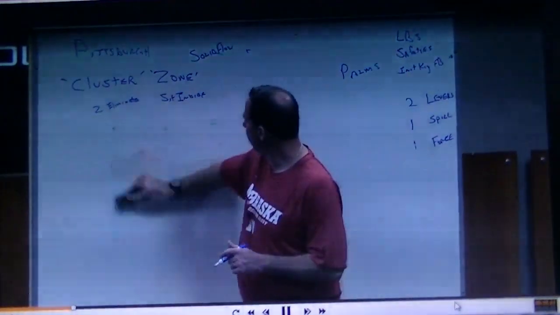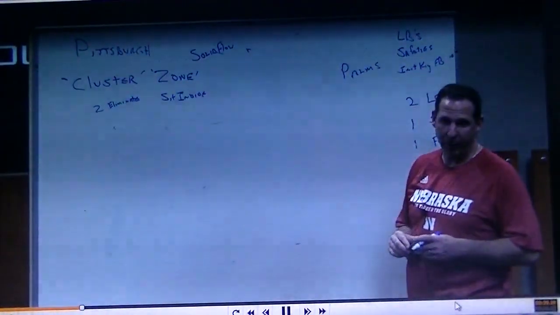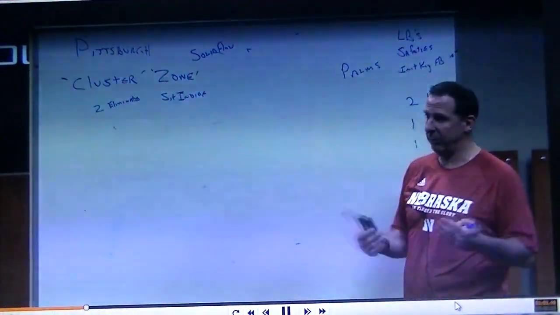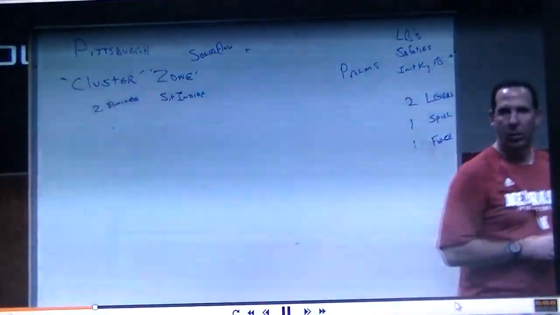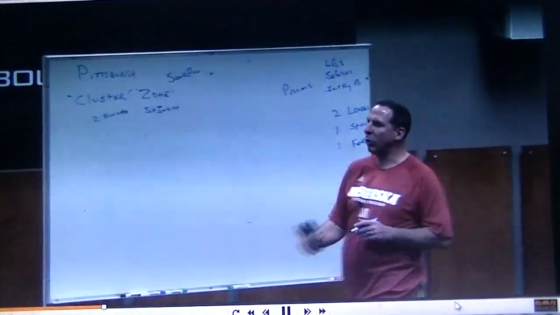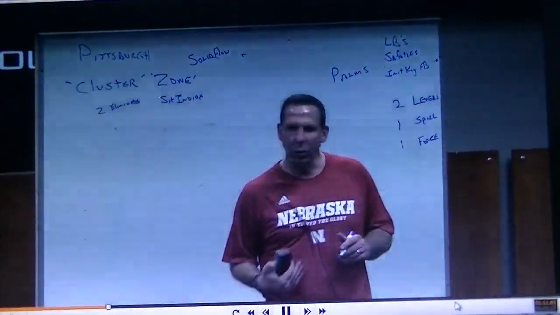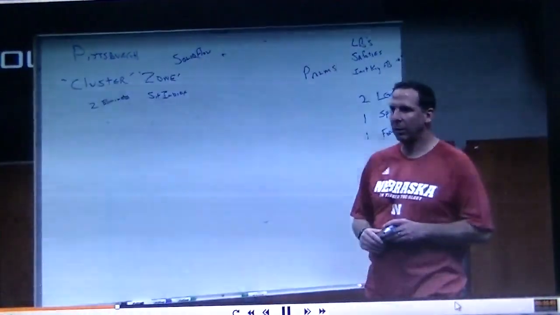Okay, that takes you through just about everything as far as pro sets. Anybody have any questions about that? Run fits. Transfer our eyes. What are our keys? What are our initial keys? What are our secondary keys? Where do we transfer our eyes?